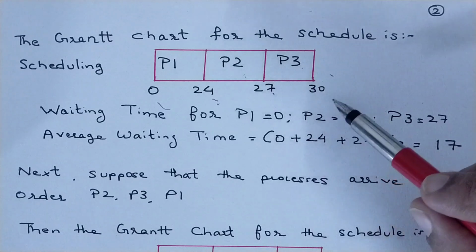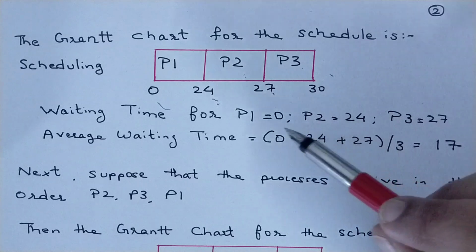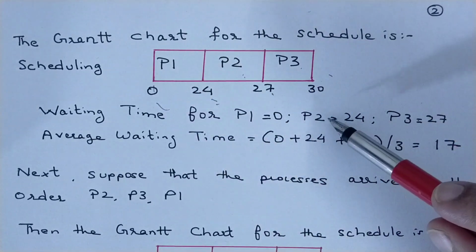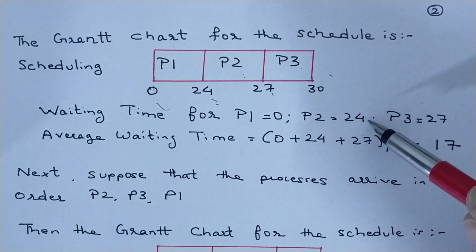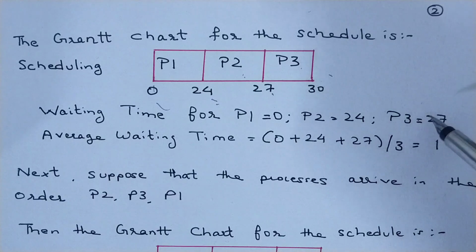So as you see in the above Gantt chart, the waiting time for P1 is 0 milliseconds, the waiting time for process P2 is 24 milliseconds, and the waiting time for process P3 is 27 milliseconds. Therefore, the average waiting time for processes arriving in the order of process P1 followed by P2 followed by P3 is 0 plus 24 plus 27 divided by 3, which is equal to 17 milliseconds.